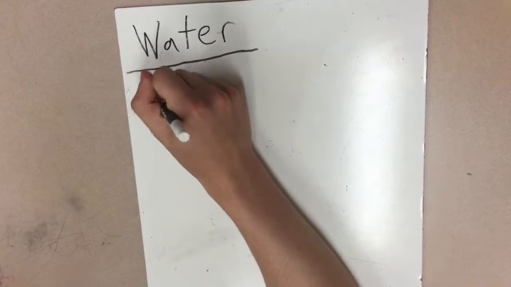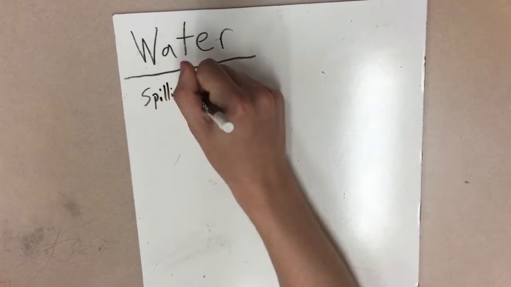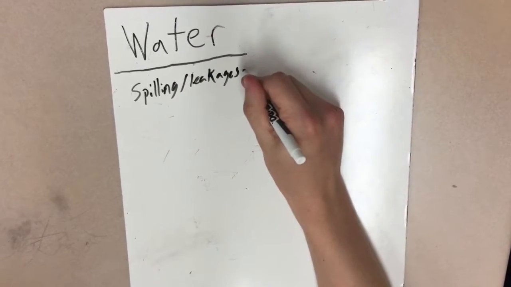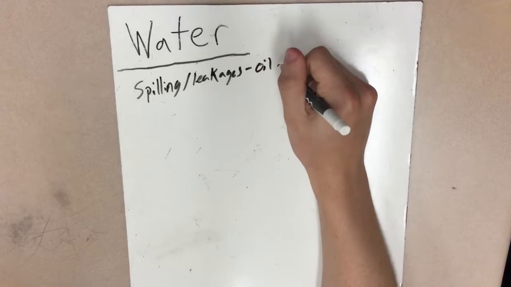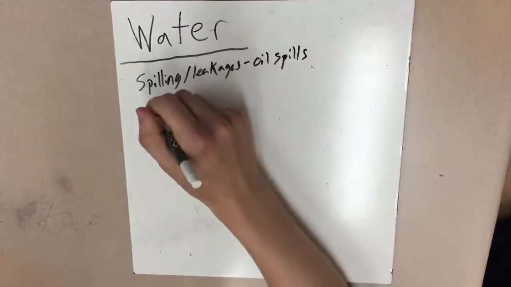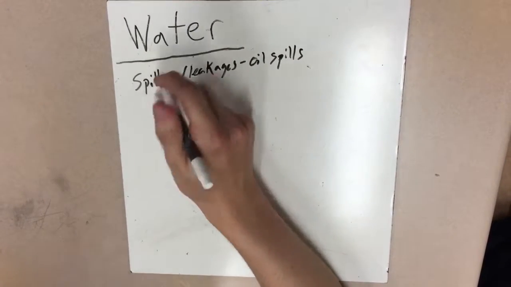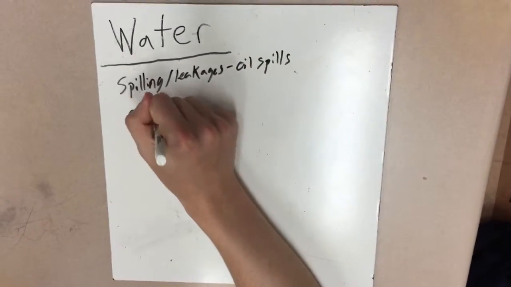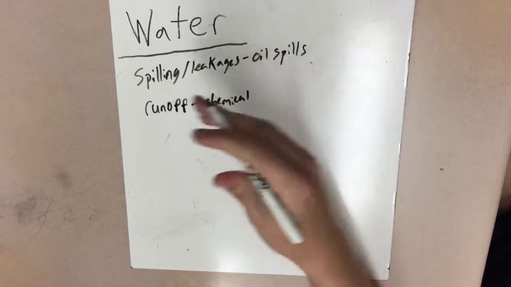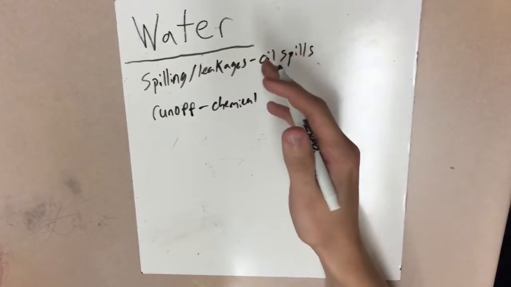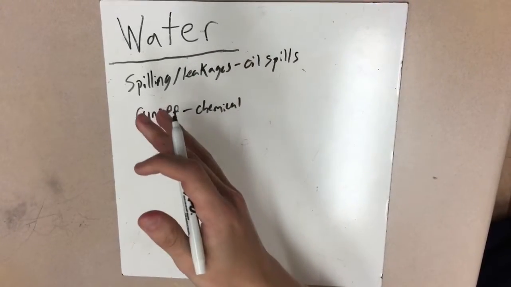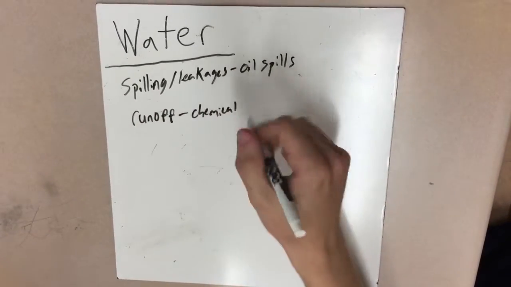Okay, so there's certain ways that water pollution can actually get into the water. One of them is spilling or leakages. The most notable type of this, and most common, and it's really unfortunate, is oil spills. An example is the BP oil spill that happened in the Gulf of Mexico. Another one is runoff, and that's when chemicals or waste that were on land get carried into bodies of water from rain or other flowing water, and they get brought into bodies of water and into marine ecosystems.